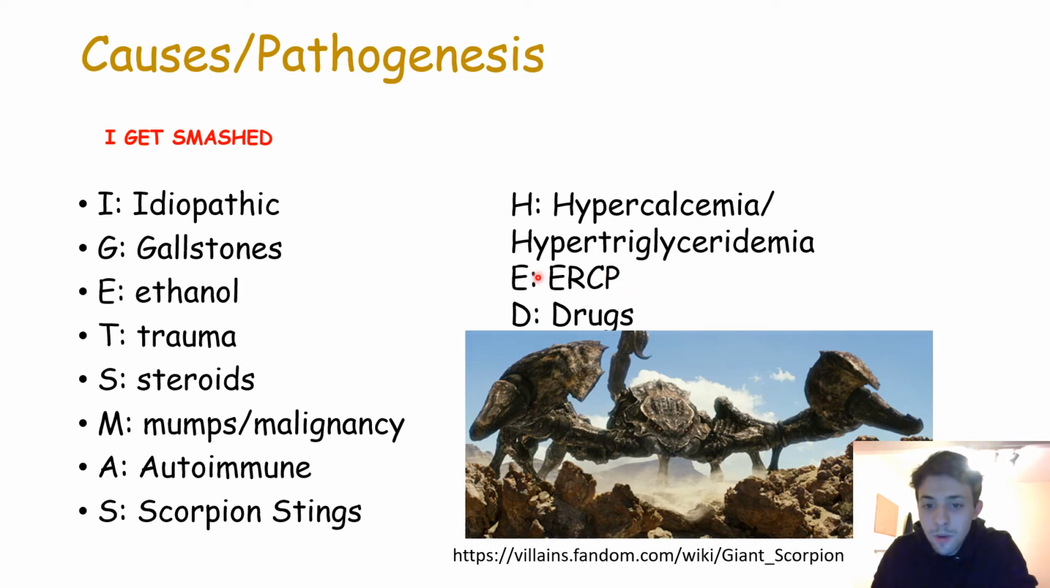ERCP can cause acute pancreatitis. ERCP is a procedure usually used to remove gallstones, and it stands for endoscopic retrograde cholangiopancreatography. We have a video on gallstones where we talk more about ERCP. You can definitely have a look. And also drugs. Certain drugs like sulfa drugs, protease inhibitors, among other drugs, can cause acute pancreatitis as well. So definitely look up these drugs and have them in mind, especially for your exams.